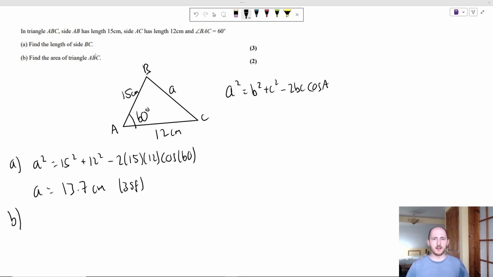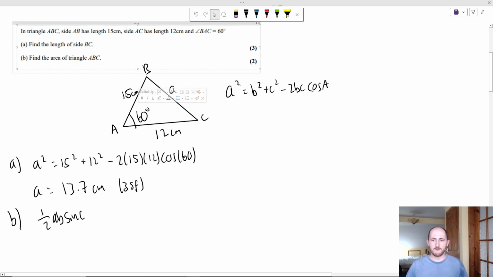And then find the area of the triangle. Now, with the area of a triangle, I told you that was a half AB sine C, but this doesn't mean you should be looking at finding this angle here. We don't care. Remember, it's just two sides and the angle between them. That's all it is. You don't have to work out angle C in air quotes. It's just two sides and the angle between them. In this case, we can use 15, 12, and 60.